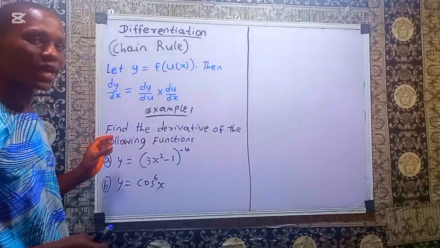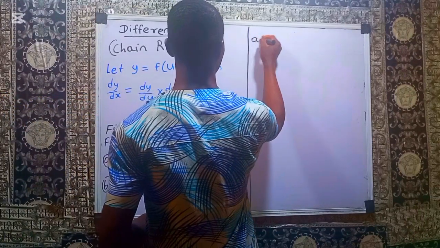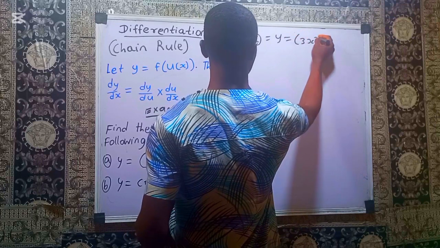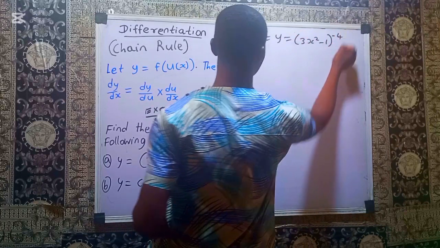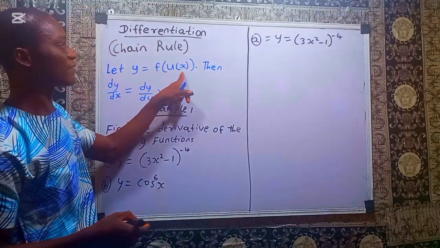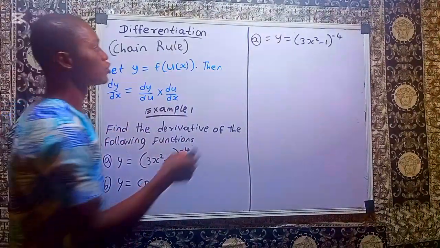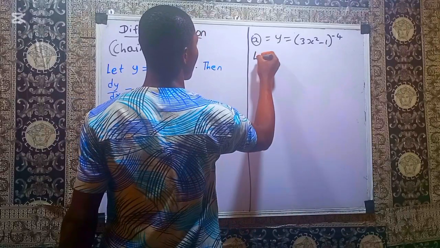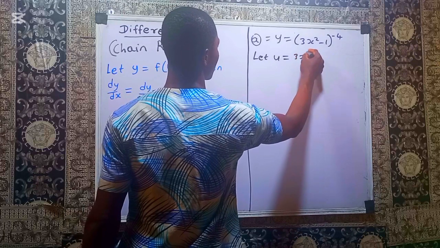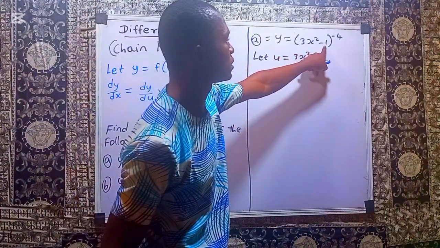So in this example, they asked us to find the derivative of the following functions. The first function we want to consider is given by y equals open bracket 3x squared minus 1 raised to power negative 4. This is the function given to us. And what we have inside the bracket is the function of x we are talking about, u of x. So we are going to say let u be equal to the quantity inside the bracket, 3x squared minus 1.